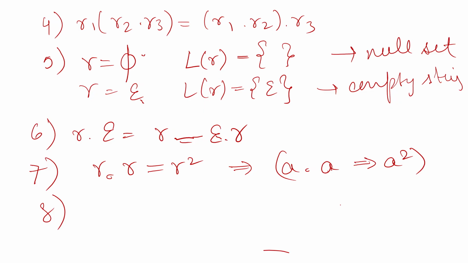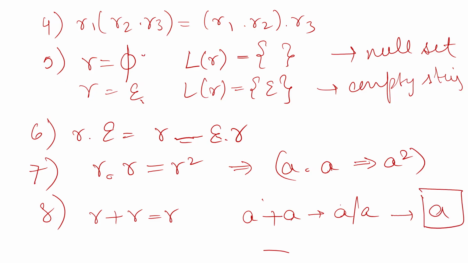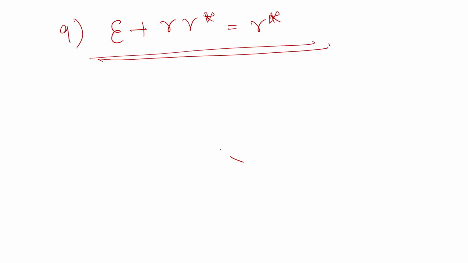Next, R plus R is equal to R. That means A plus A means either we can have A or we can have A. That's the same thing. We should have A ultimately. Next property, we have epsilon plus R dash is equal to R dash. This will be a very useful property. We'll see it in our examples.